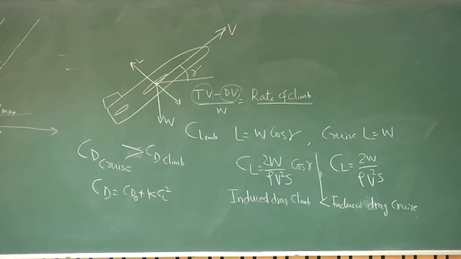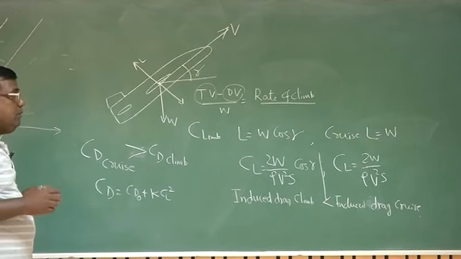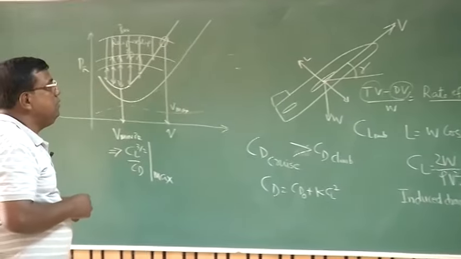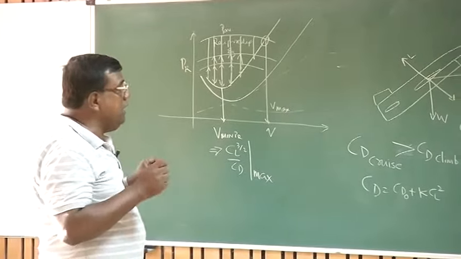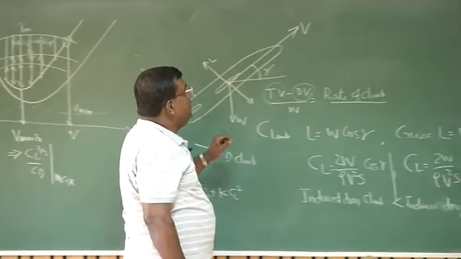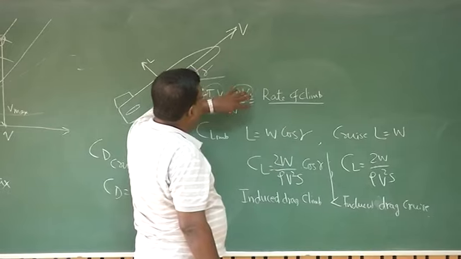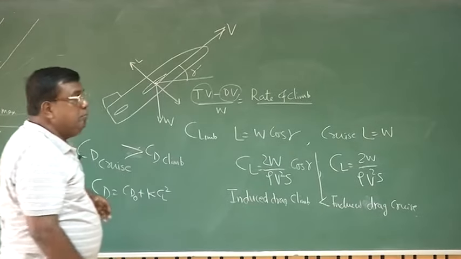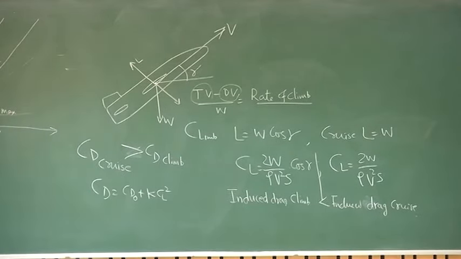This distinction I must have. Although for gamma less than 15 degrees, for all practical purposes, they are the same, or comparable, so we don't make much of a mistake. But fundamentally, we need to understand that in climb, D into V is the power required in climb, which is less compared to power required in cruise, keeping other things the same.